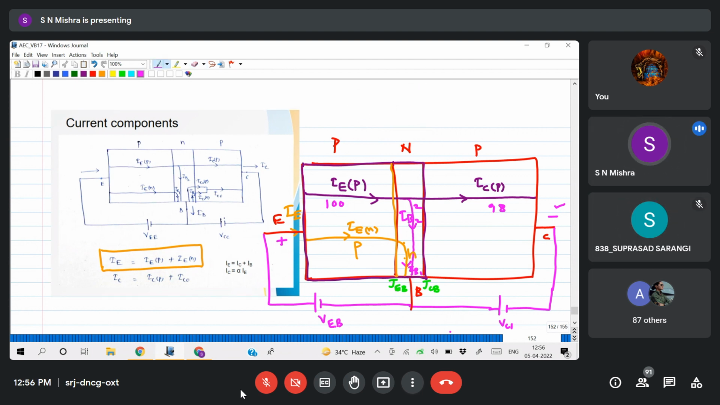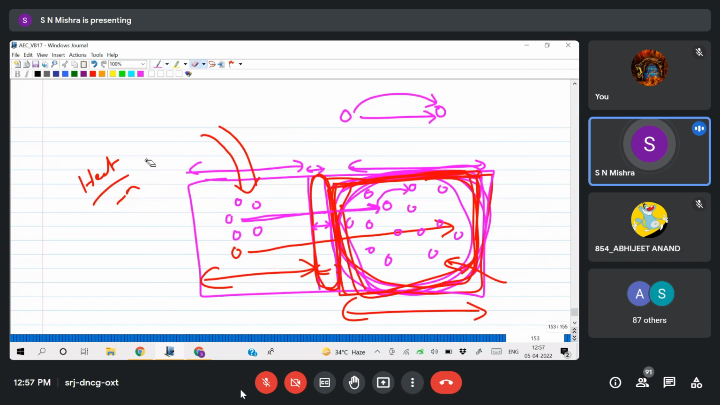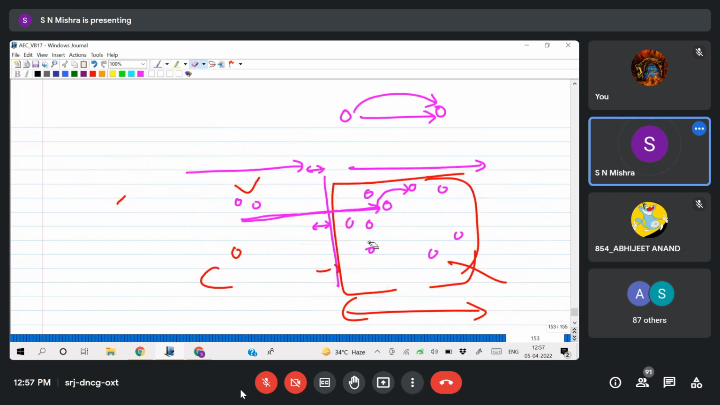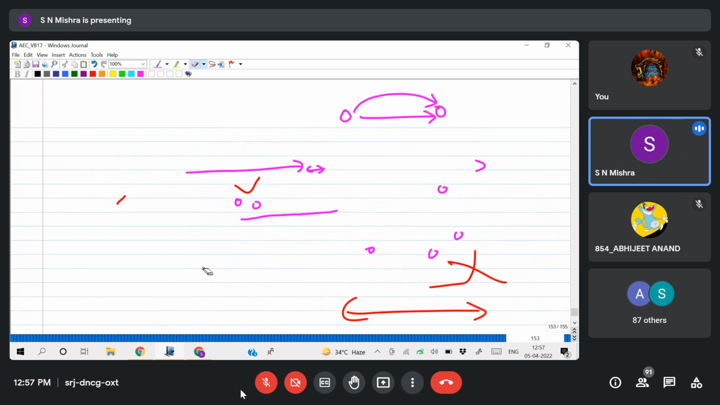Now emitter base junction is over. Now we'll focus on collector base junction. Collector base junction is forward bias or reverse bias? Reverse bias. So let us see only reverse bias condition. Then I'll club it here. Like I have given you forward bias condition.